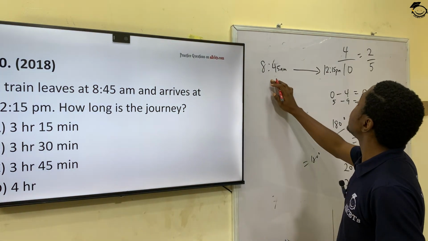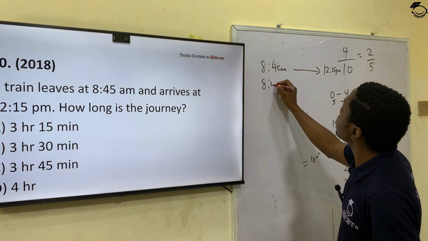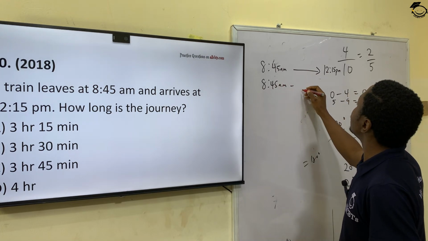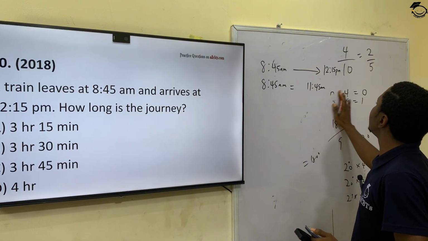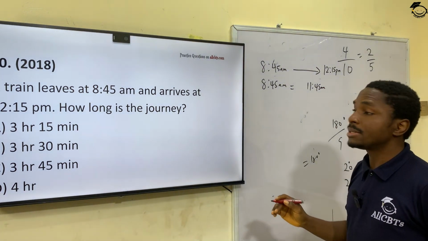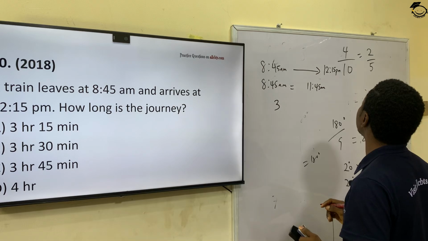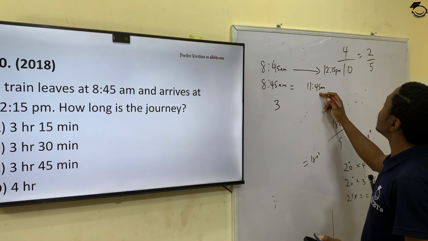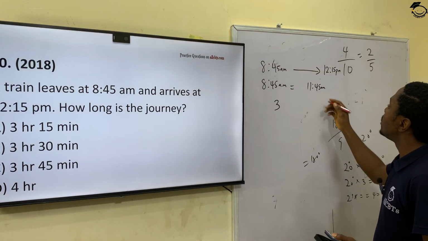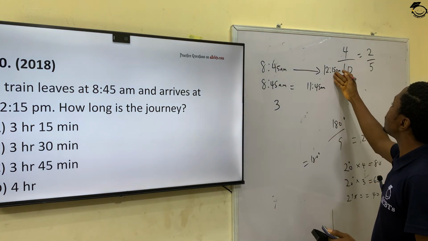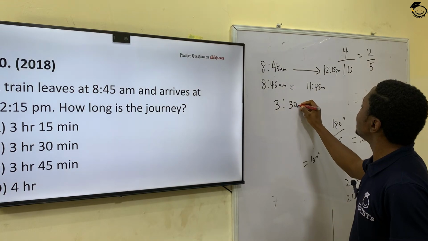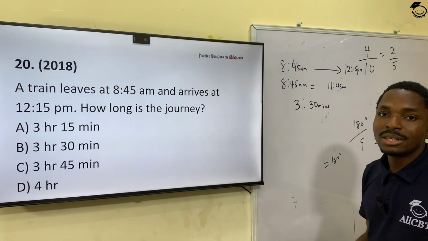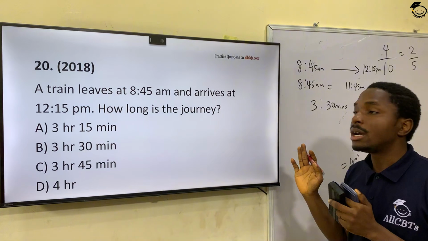Now you can say, first of all, let's say 8:45 a.m. to 11:45 a.m. That's a standard 3 hours. 3 hours already. So then you now have from 11:45 a.m. to 12:15, 45 minutes. You have 15 minutes there. You have 15 minutes here. So you have 3 hours, 30 minutes. Okay. This one doesn't require any calculation.